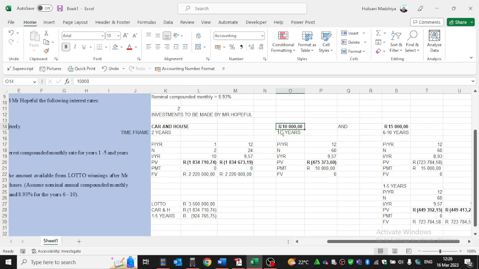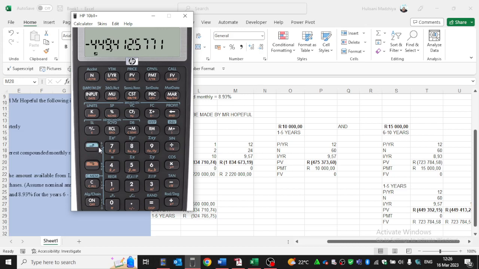Once it allows him to withdraw 10,000, by the end of the 5th year, you will actually have a remaining balance of 723,784.58 cents. You can confirm this through a calculator. Let's see if this is actually true. So our payment has still been set to 12. We are saying that from the period of 1 to 5 years, it is going to earn 9.57%. So this will be the amount that he earns, 9.57%, and therefore it's the interest that he is going to earn.